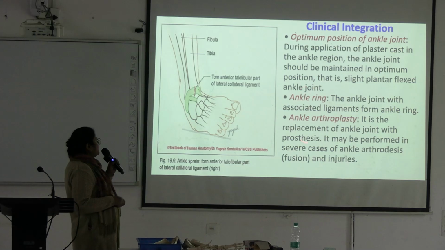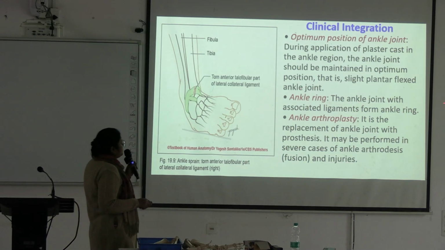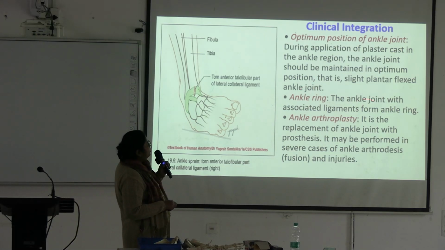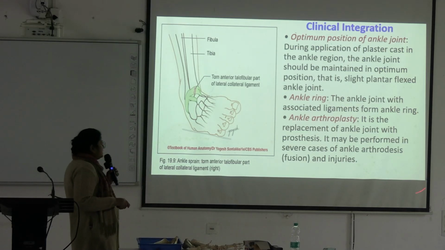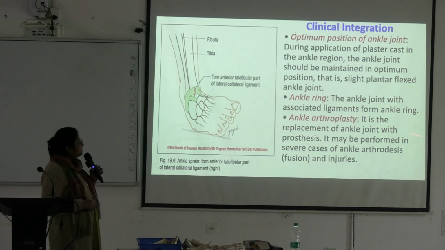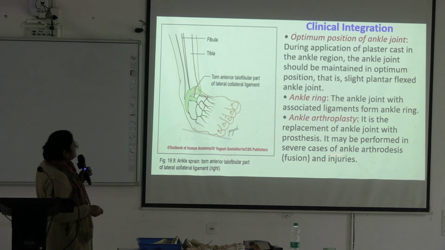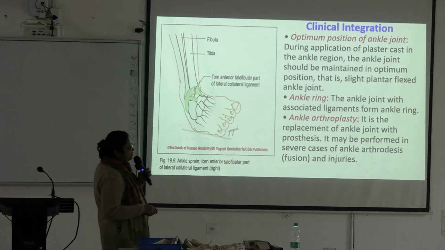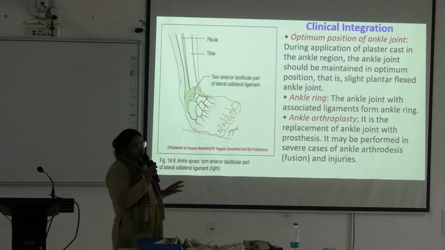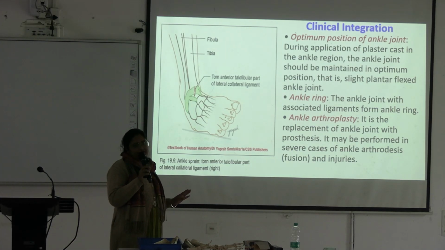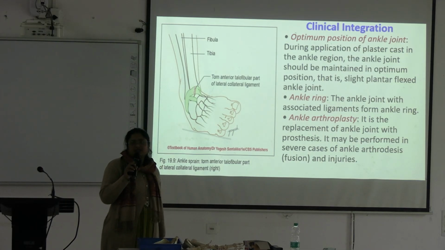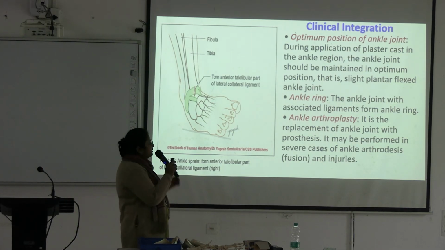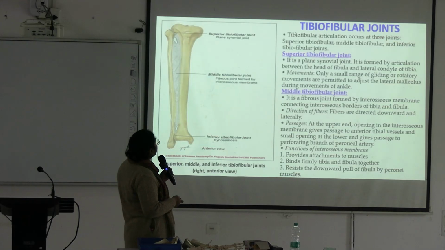Next is the ankle ring. The ankle joint with associated ligaments forms the ankle ring. Next is ankle arthroplasty. It is the replacement of the ankle joint with a prosthesis, and it may be performed in severe cases of ankle arthrodesis or fusion, and injuries. In severe cases of fusion, when there is no movement of the ankle joint, you have to replace the joint, that is ankle arthroplasty.